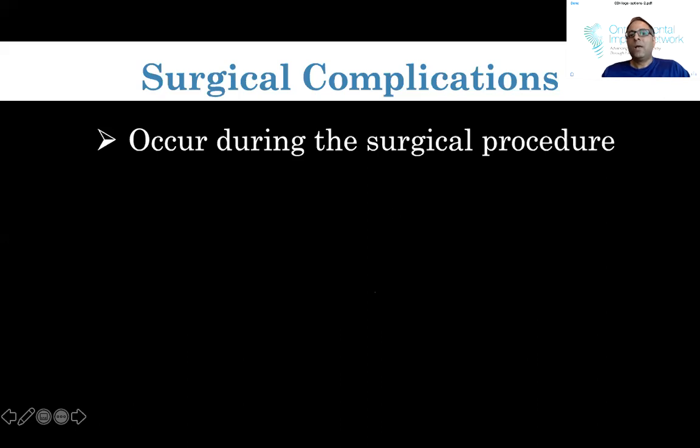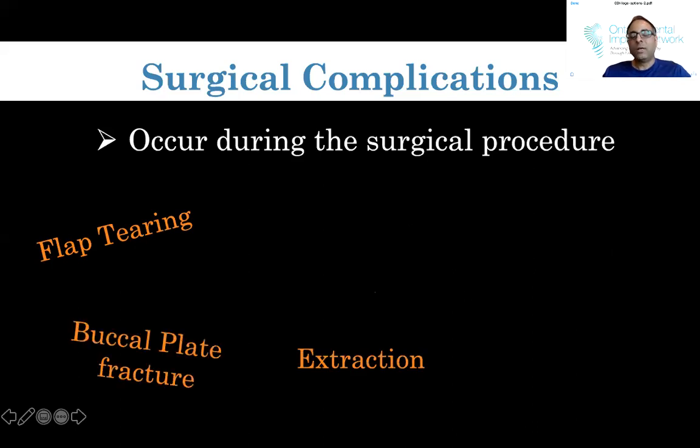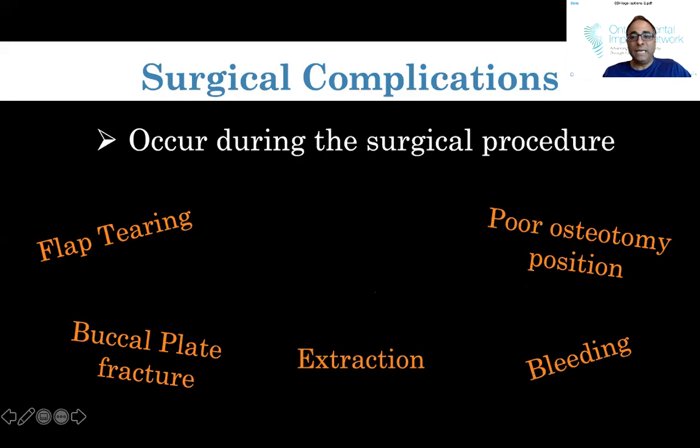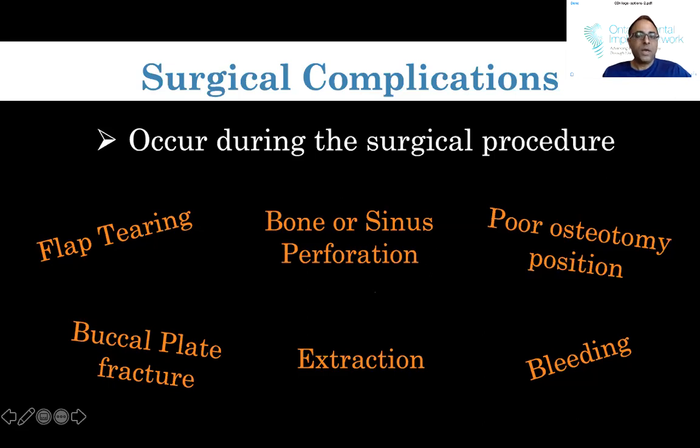But ultimately, we want to talk about surgical complications. When we're actually doing the surgery, what can go wrong? What do we have to worry about? We've got flap tearing. We can have an issue with the extraction. The buccal plate can fracture. We've got poor osteotomy position. We've also got bleeding concerns. And then, of course, bone perforation or dehiscence, and sinus perforation. I think these are probably the most common issues that can happen surgically.